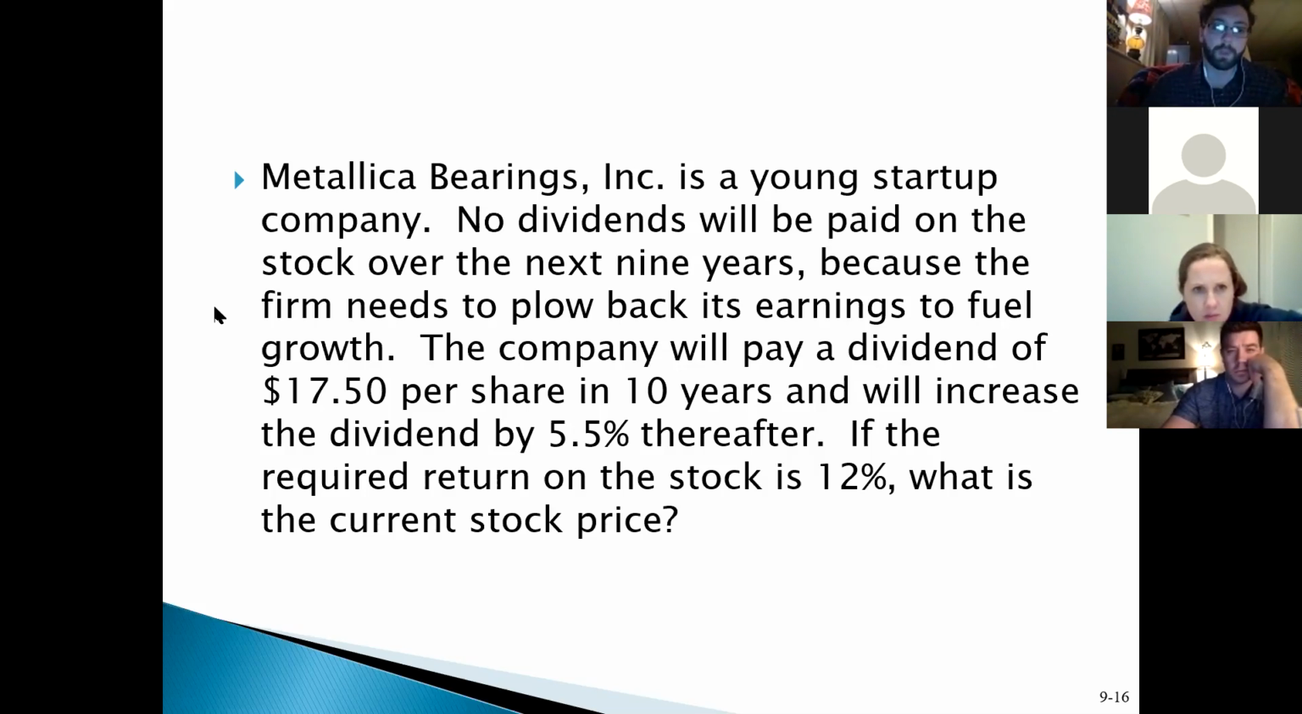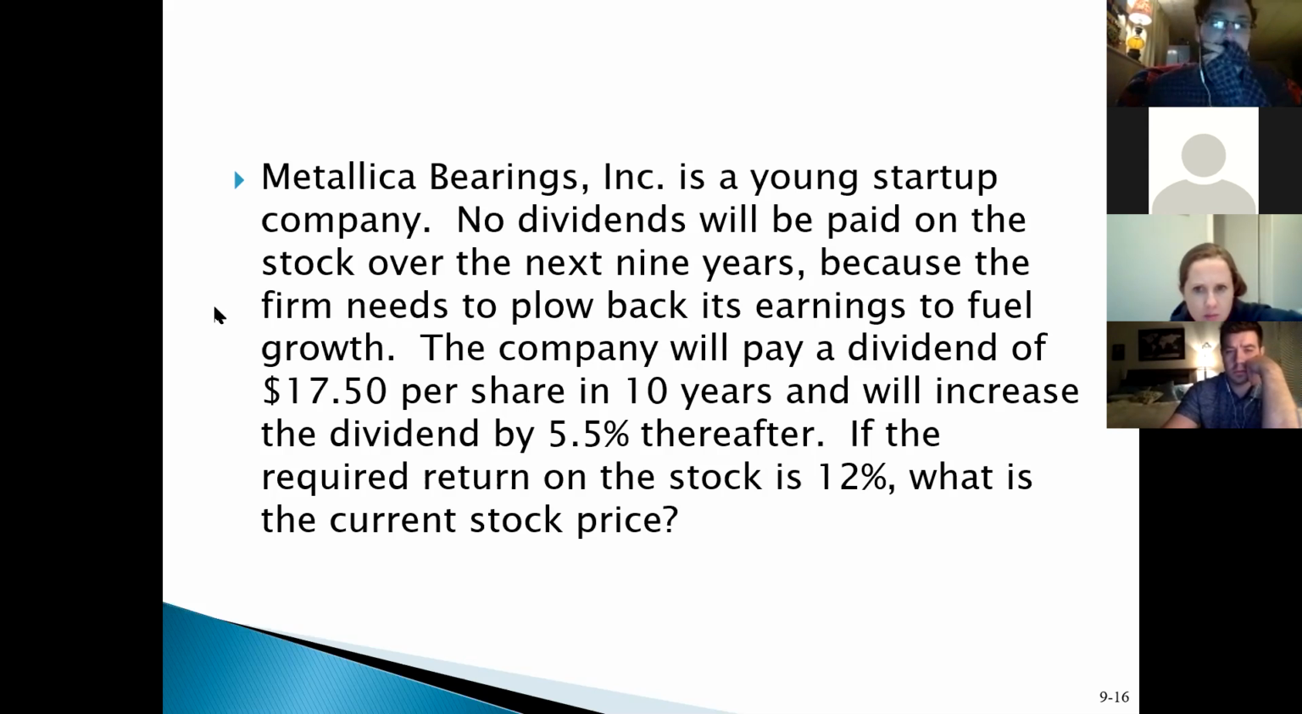So, okay, let's look and see how we did this. We're going to get nothing for 9 years, so that'd be a whole lot of zeros. Then in year 10, they'll pay a dividend of $17.50, and it's going to increase by 5.5% thereafter. Thereafter is your key word that you can use your dividend model because we've got constant growth. Required return is 12%. So what are we going to do?